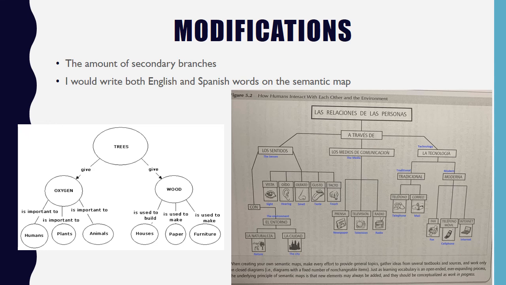So for the younger students, I would use one or two secondary branches just because they're younger. But for the upper grades, I would use three or four secondary branches because I feel like the older students are capable of doing more. Now, I would write the English and Spanish words or the English and the students' native language words on the semantic map so that this way the students can become familiar with the translation of the words.